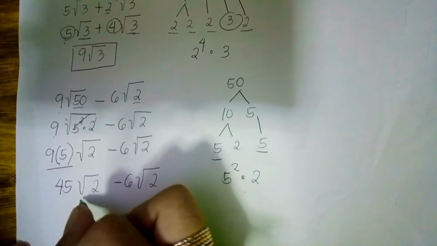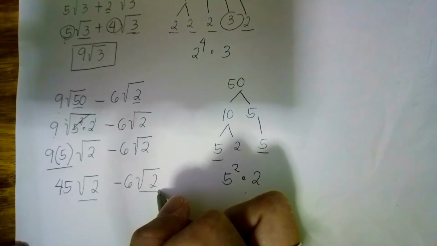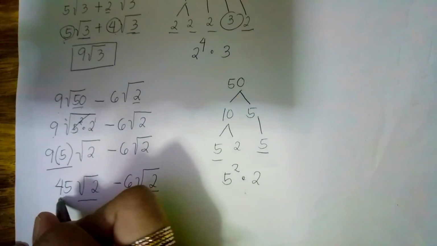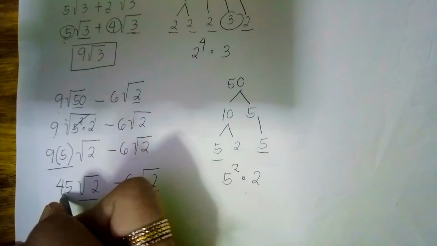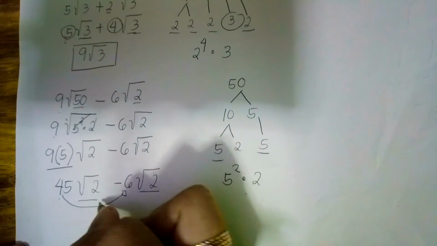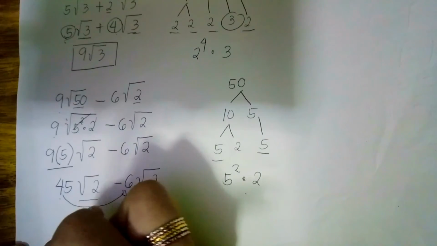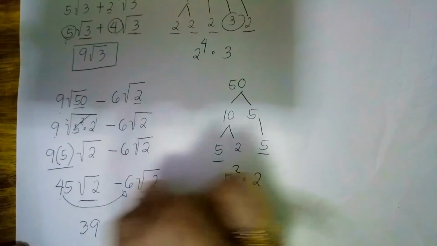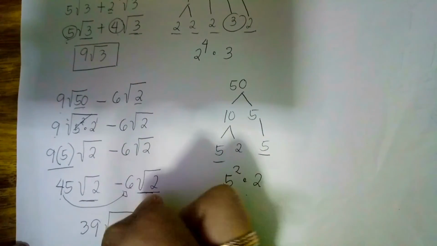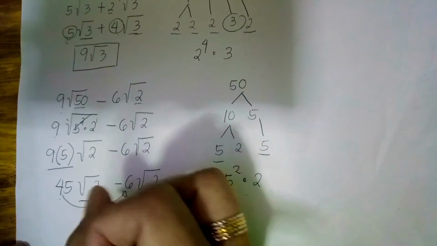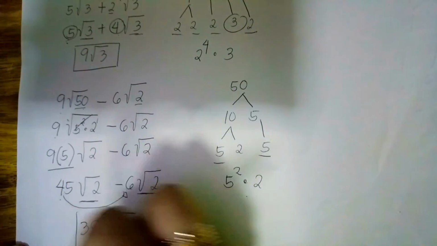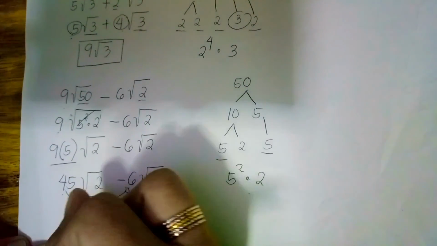They are now like radicals, so we can now subtract them. 45 minus 6 is equal to 39. Then copy the common radical, which is square root of 2. So this is now our final answer. Okay, that will be all first.